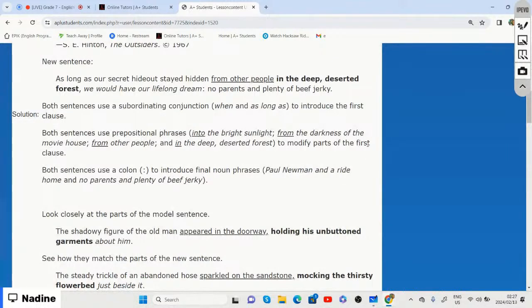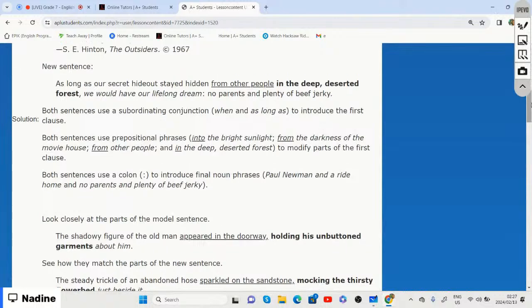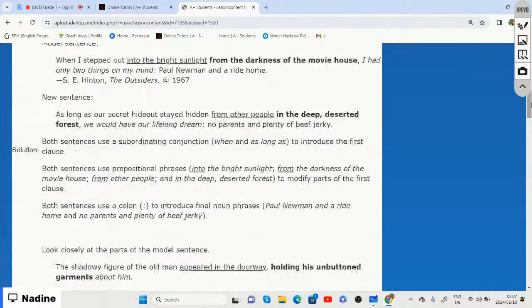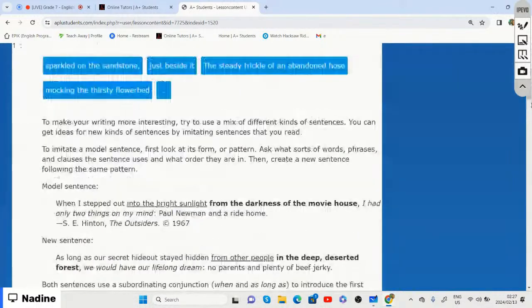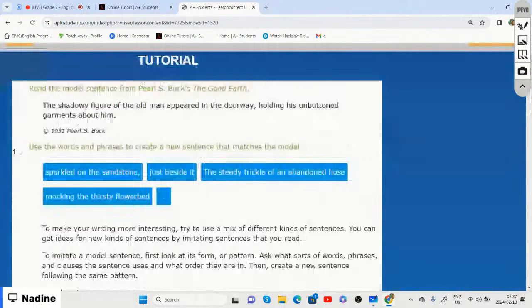Right? So basically, we have a model sentence. It's a sentence from a certain book or a certain reading. And then we have words and phrases that create a new sentence that matches the model sentence.